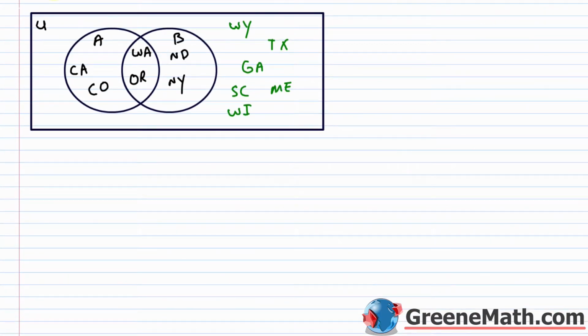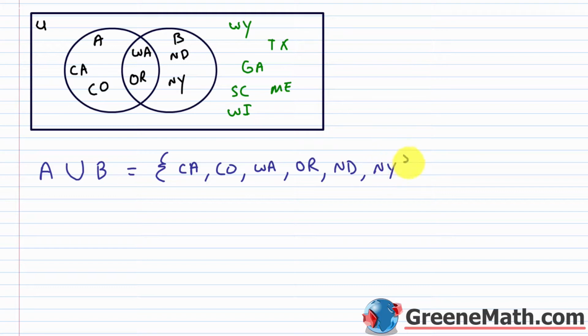So let's say I start out by asking you for A union B. What's that equal to? Well, that would be California, Colorado, Washington, Oregon, North Dakota, and New York. If I asked you for the intersection of A and B, that would be the overlap section. So that would contain two states, Washington and Oregon.